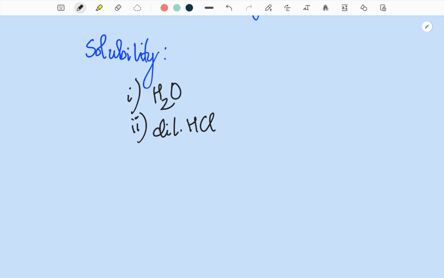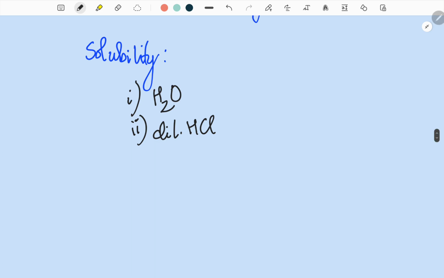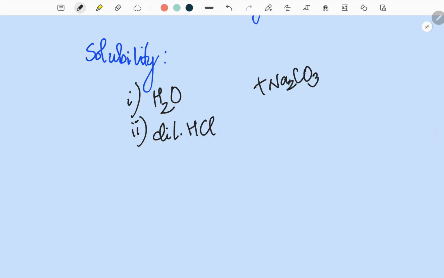Now, to this water solubility test, you need to do a second part. So what is that second part? Once you observe that the salt is soluble in water, you need to add sodium carbonate, Na2CO3. Now, when you add Na2CO3, you have to see whether your salt is forming a precipitate. If you are not getting any precipitate, no PPT, then you can say that the ammonium ion is absent in your salt.